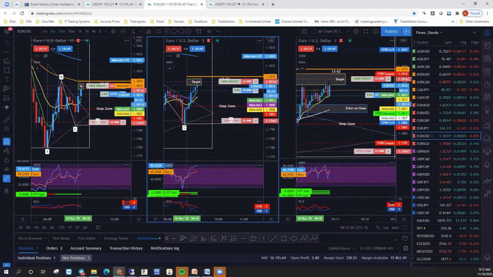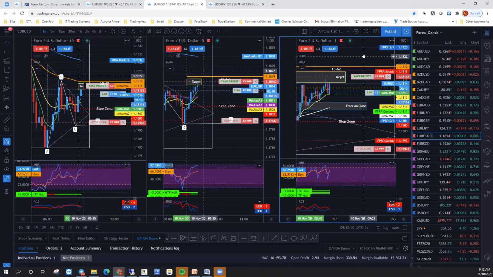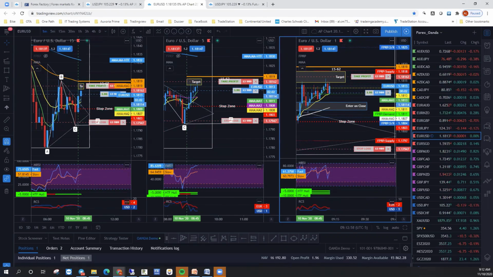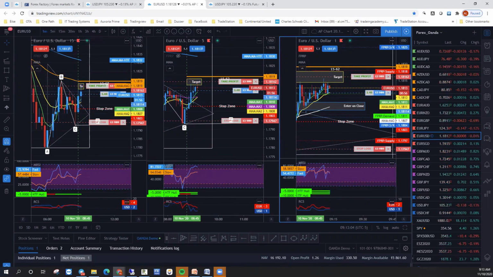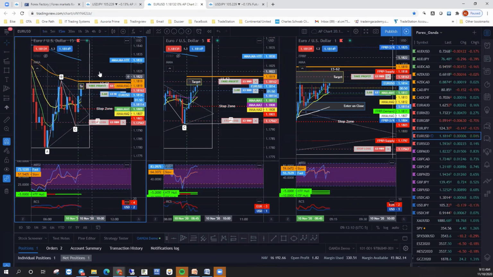And it's coming up here. It's going to see if it tags my take profit. I still like to see a tag on this 1562.